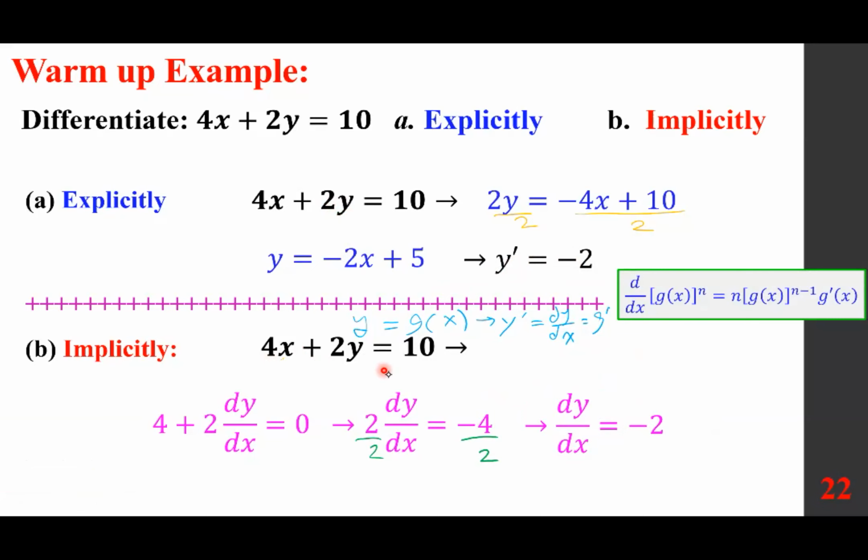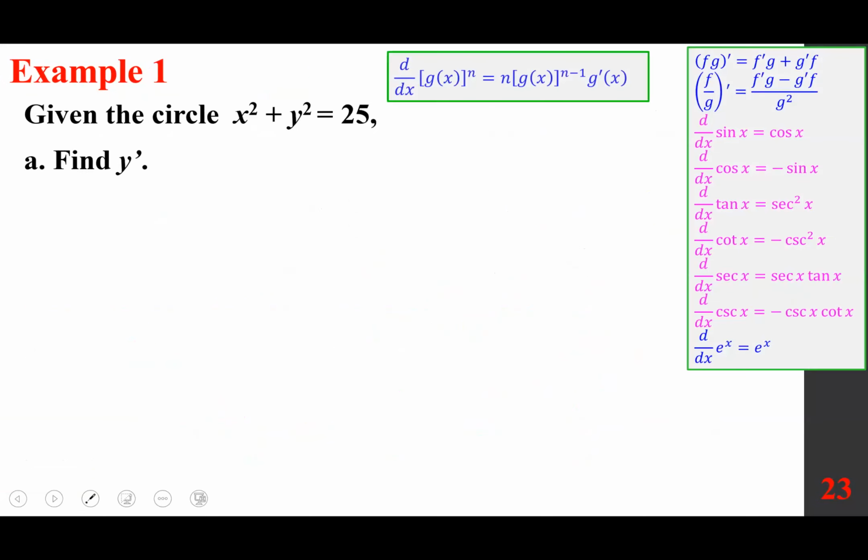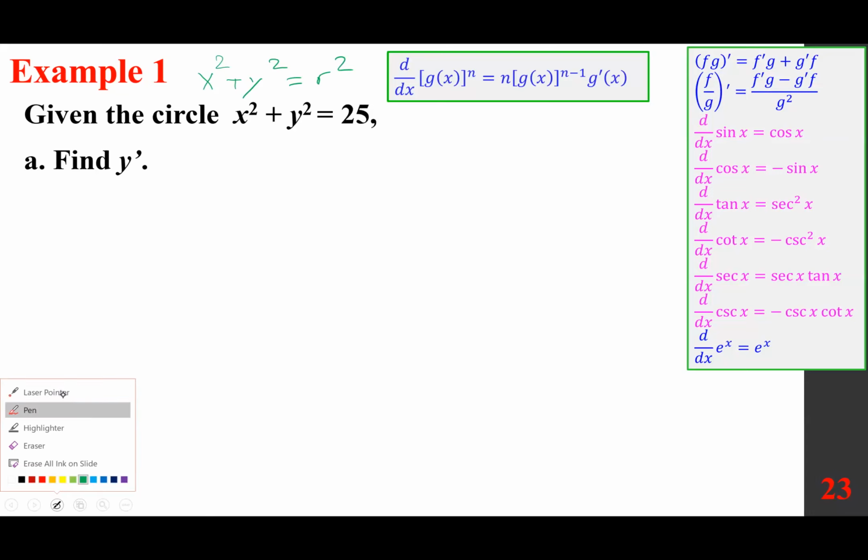And it is doable if you do it properly. We have the circle x squared plus y squared equals 25. And I want to remind you that a circle centered at 0, 0 has the equation x squared plus y squared equals r squared. We want to find y prime. We want to find dy dx.